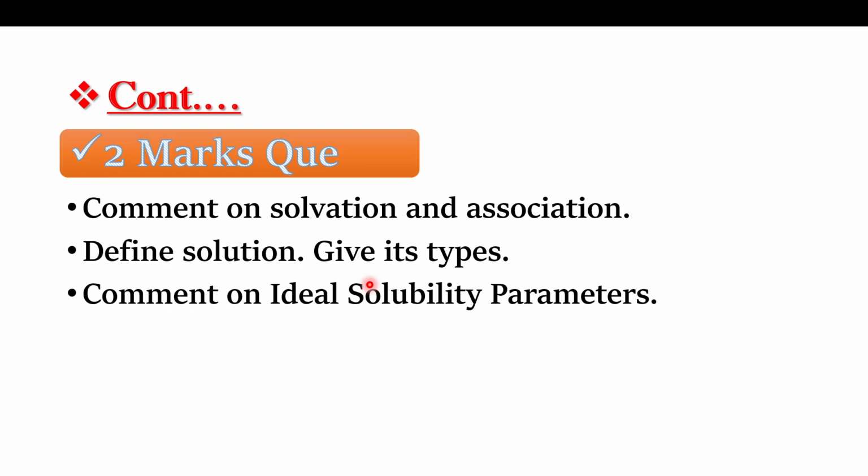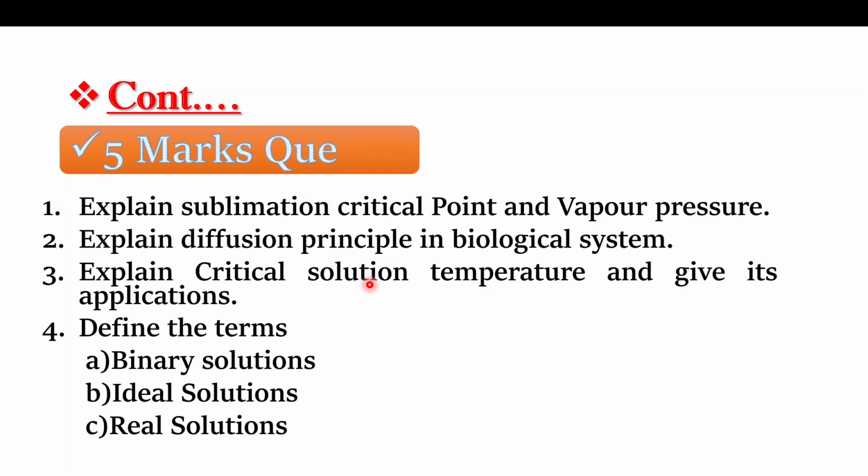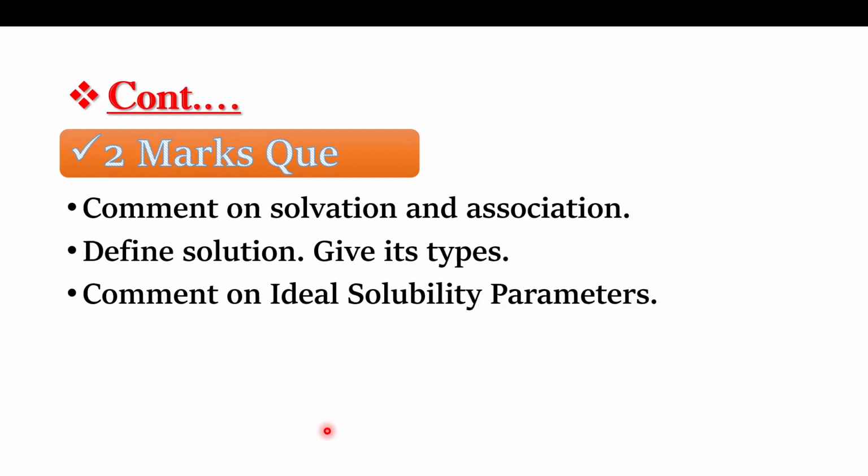Just now in the 5 marks I told you one thing: define the terms, that is binary solution, ideal solution. This question also comes for 2 marks. So note these things: define the terms binary solution, ideal solution and real solutions. When we talk about 2 mark questions, the first question is comment on solution and association. Next, the second question is define solution and give its types.